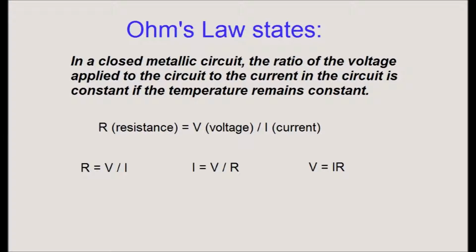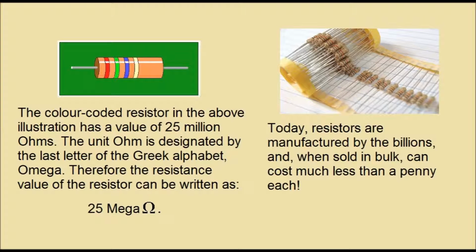These experiments resulted in the formulation of what is now called Ohm's law, which can be written as I equals V over R, where the current is equal to the voltage applied divided by the resistance in ohms. When current flows through a resistor, energy is dissipated in the form of heat, and a voltage drop occurs across the resistor. The difference in potential across the resistor is determined by Ohm's law.